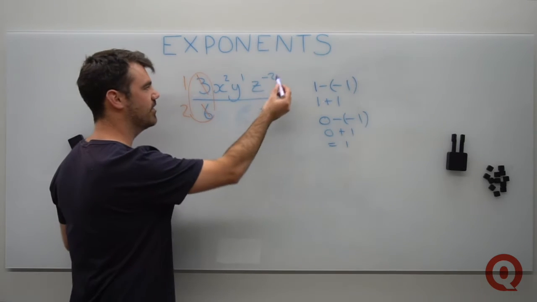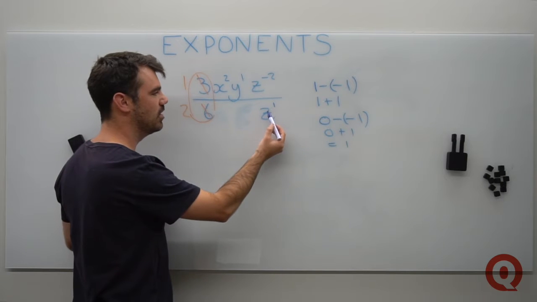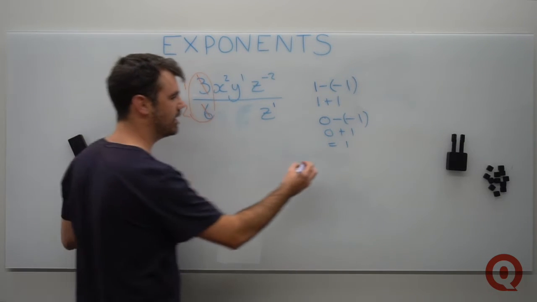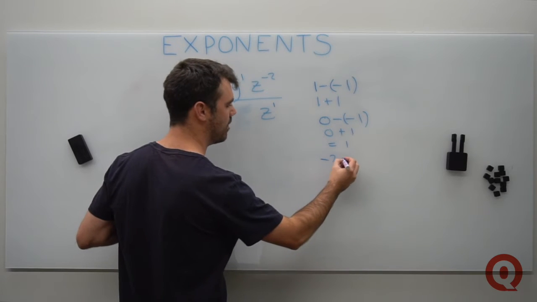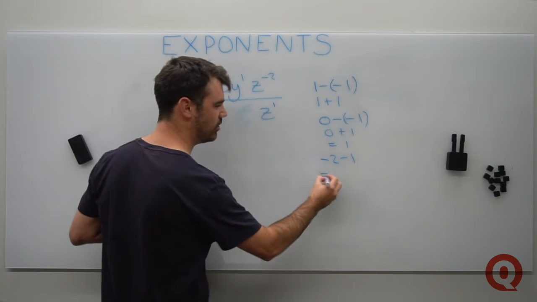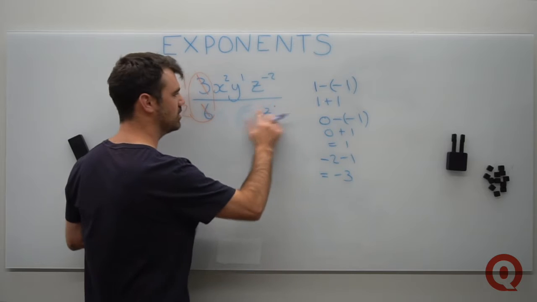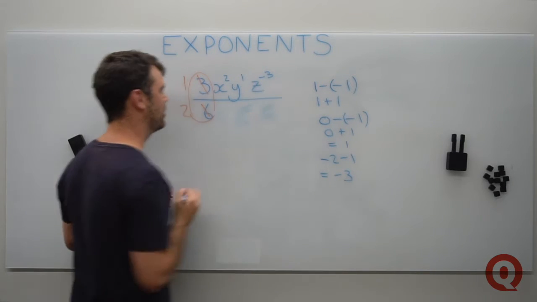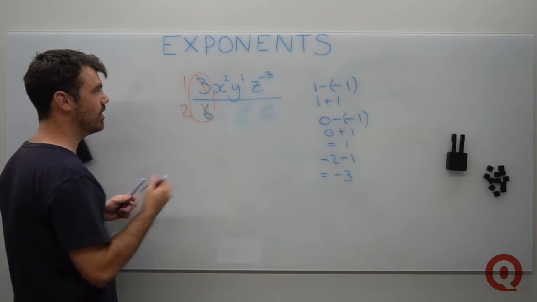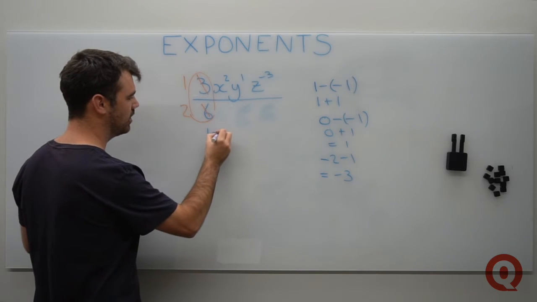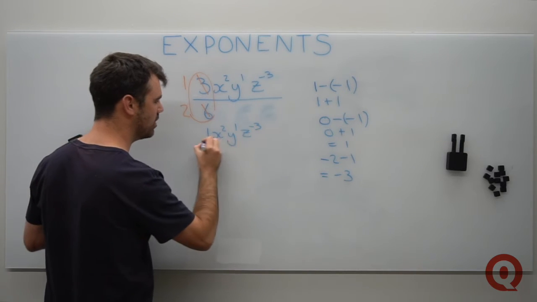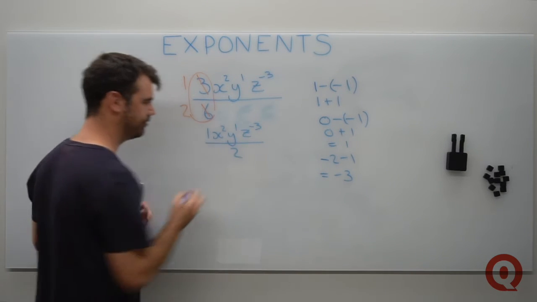Then the last thing I have here is z to the power of negative 2 over z to the power of 1. What happens there? Well, I've got a negative 2 minus 1. And what does that equal? Negative 3. So this is going to go away, and on top I've now got z to the power of negative 3. So let's rewrite this so we can see where we are. We've got 1 x squared y1 z to the power of negative 3 all over 2.